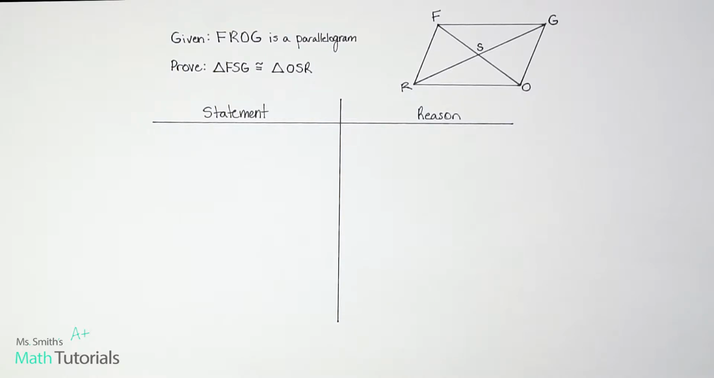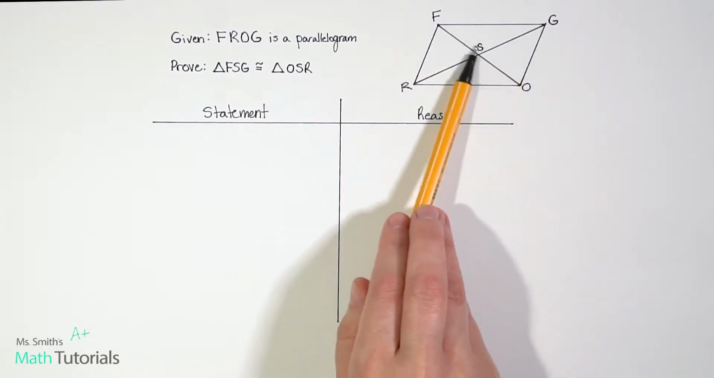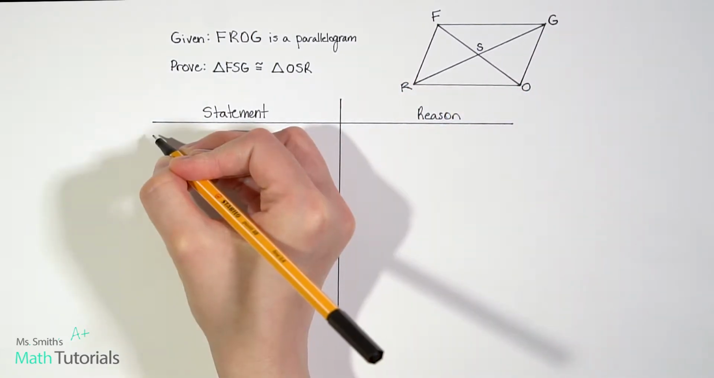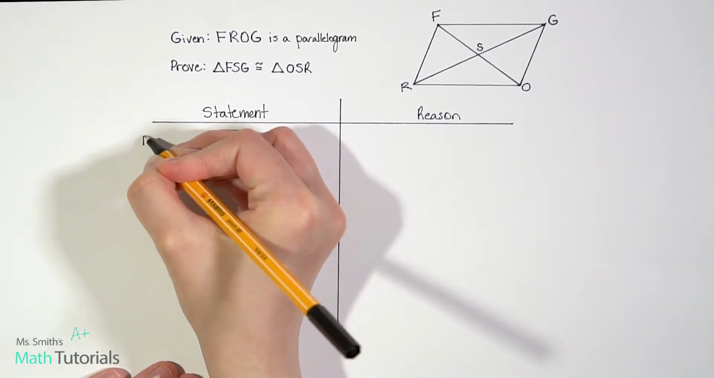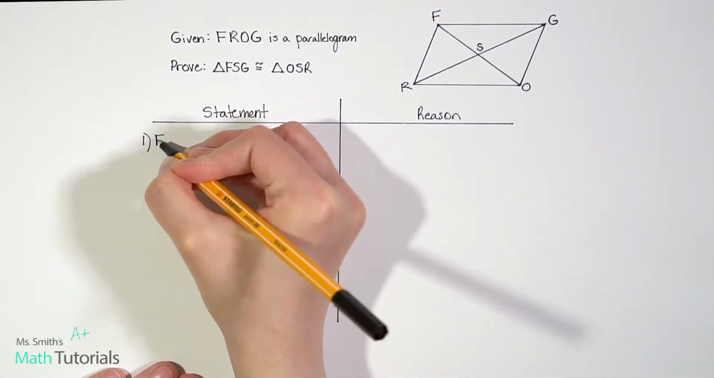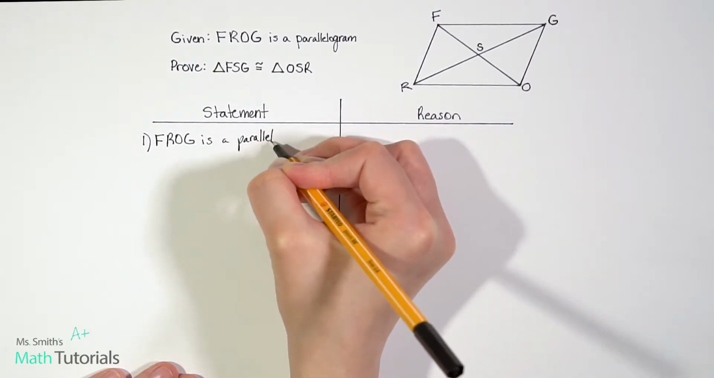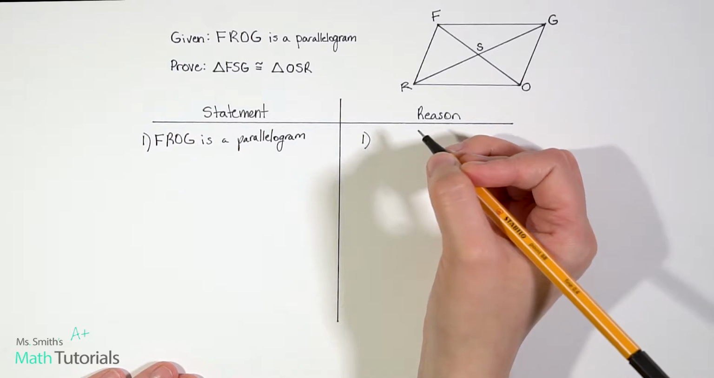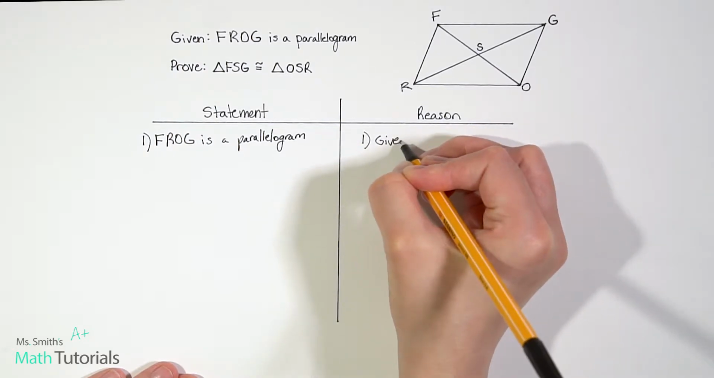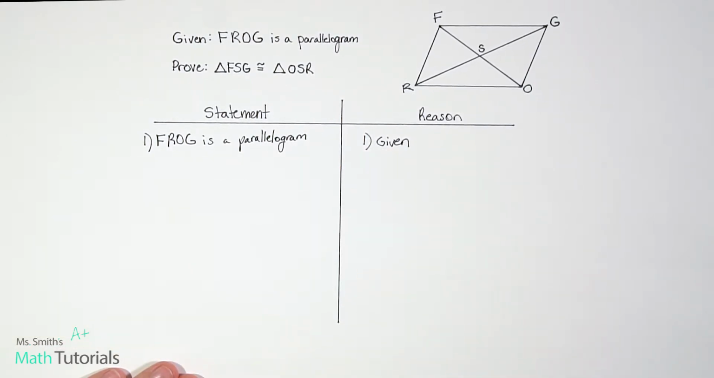And this can get tricky because there's 4 different triangles that we're looking at in this shape, right? There's this one, this one, this one, and this one. But you want to focus on what we are trying to prove is congruent. So again, we always start with our given statement. So our first statement is exactly what they told us. FROG. And our reason, how do we know that? Because it was given, because they told us up front. That's always going to be how our proofs are typically going to start.